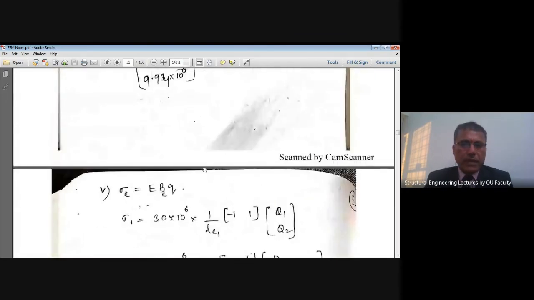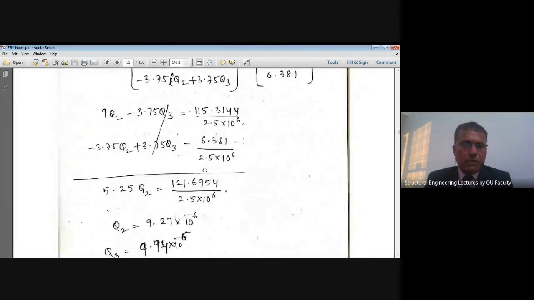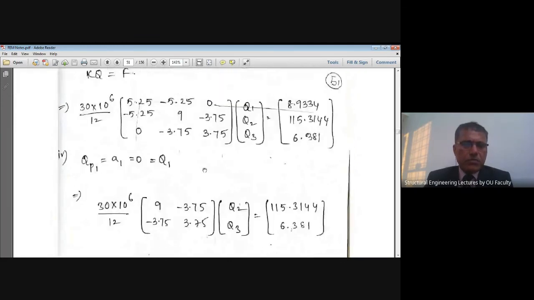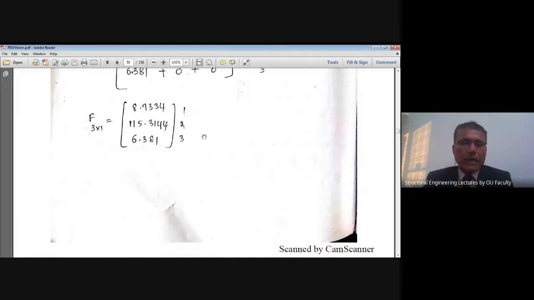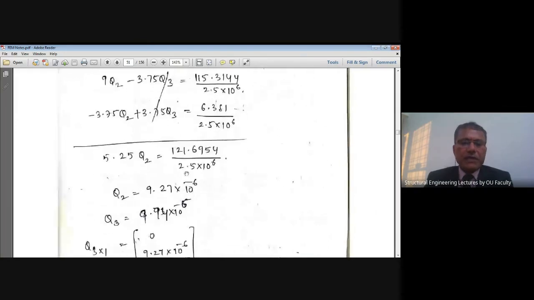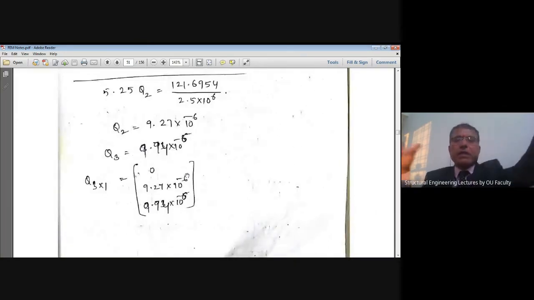Therefore, I'm just going back so that I can show the result. This is how the F, 8.9334, along the first degree of freedom is already acting. Therefore, the remaining difference will go in the form of reaction into the support, students. That is how the reaction works.